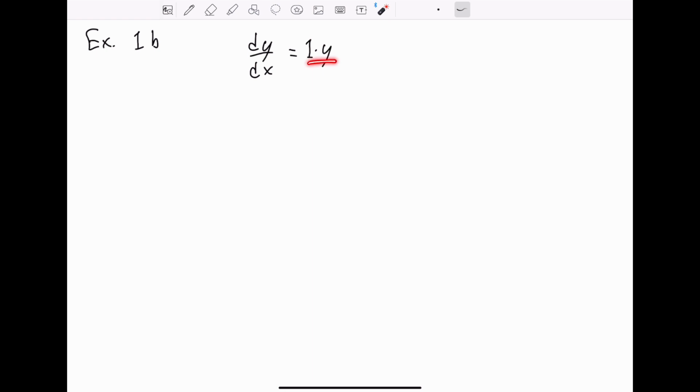I'm going to divide both sides by y and multiply both sides by dx. So to separate here, I will have 1 over y dy equals 1 times dx. I've successfully separated the variables. All of the y's on one side, all of the x's on the other. Now I can integrate.